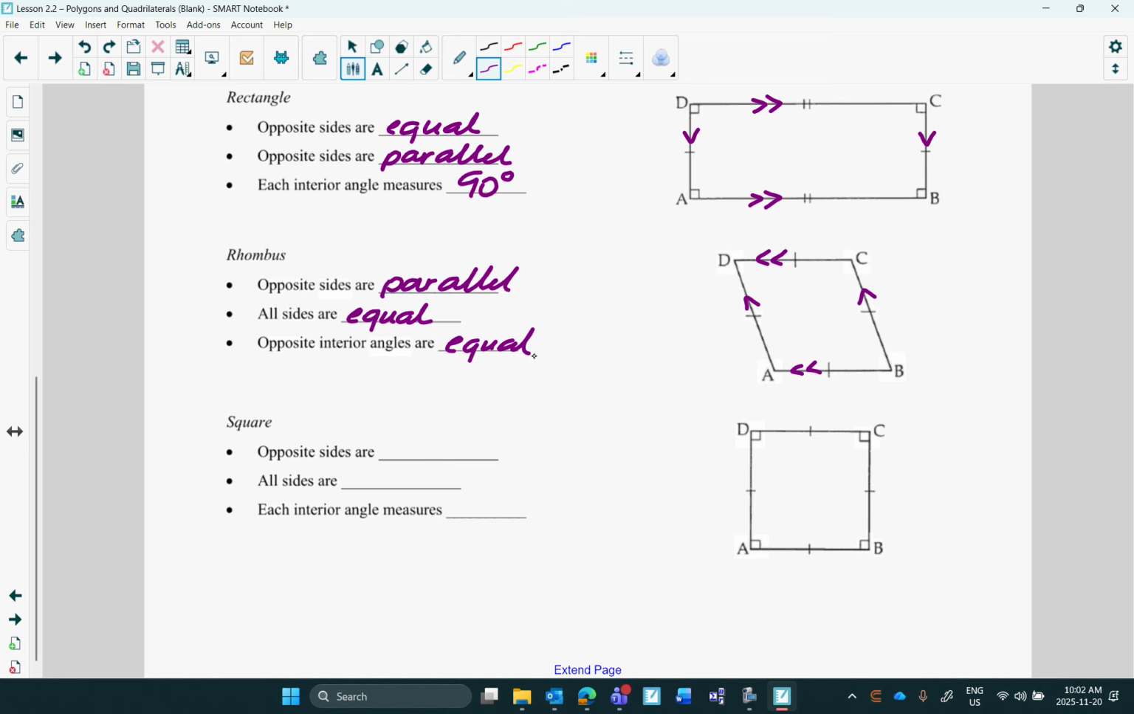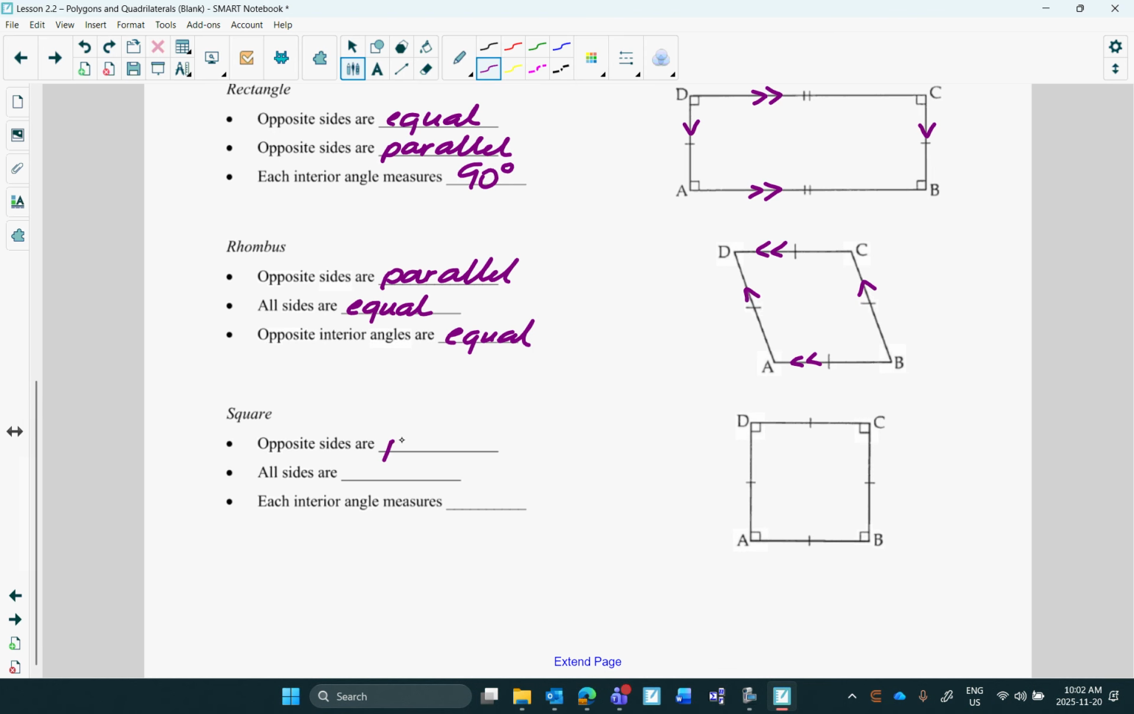Then if you took a rhombus and bent it up so that it was all 90-degree angles, you get a square. And square is pretty obvious. Opposite sides are parallel, same as rhombus. All sides are equal, same as rhombus. But the interior angles now become all the same, and they all measure 90 degrees. So again, we can do the notches and the arrowheads for showing the opposite sides are parallel.